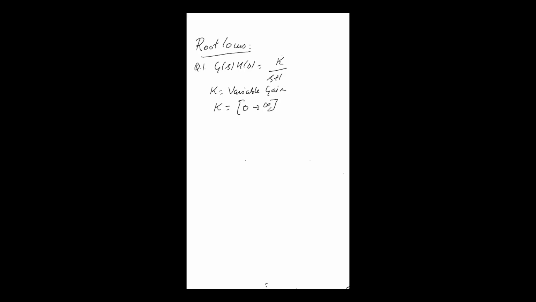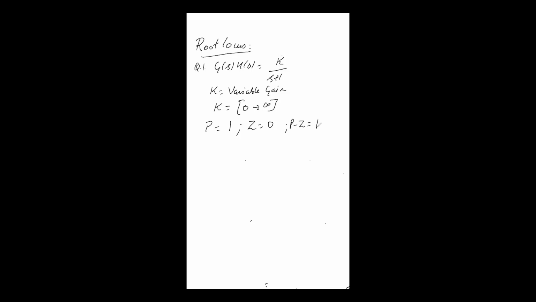So if the open loop transfer function is given to you, how will you proceed after this step? The first thing is you have to analyze how many poles there are. The number of poles here is 1. How many zeros are there? The number of zeros here is 0. So P minus Z will give 1.